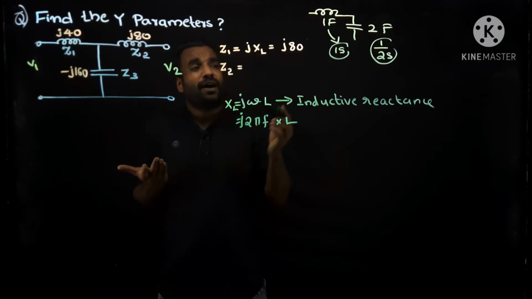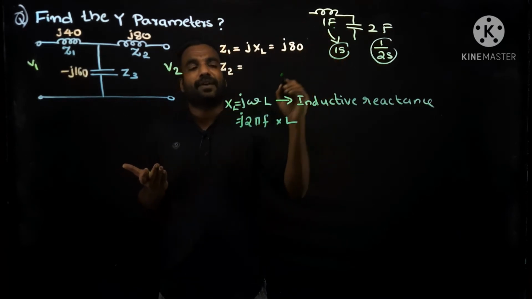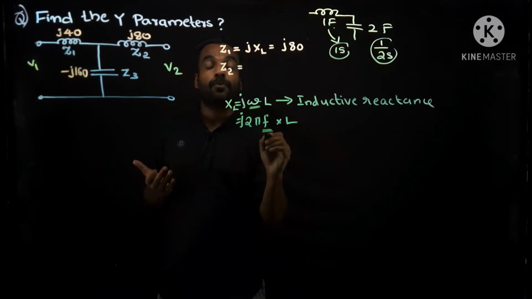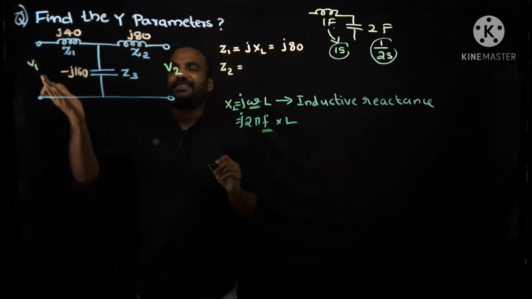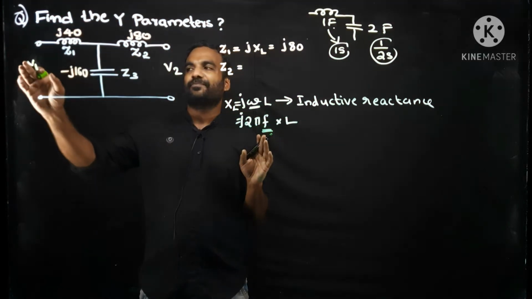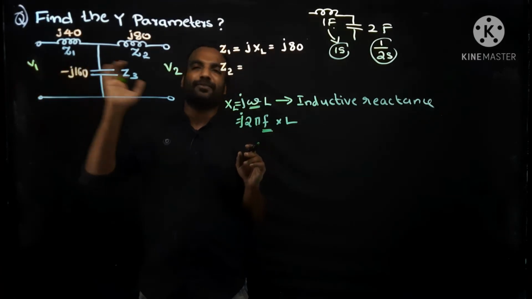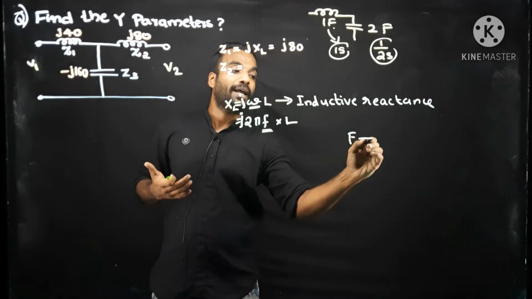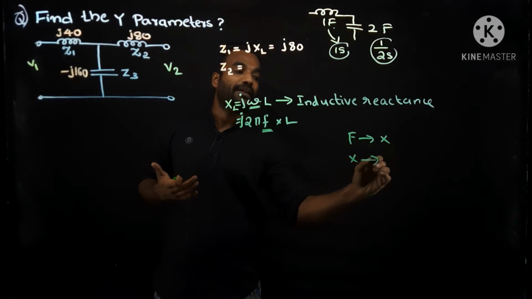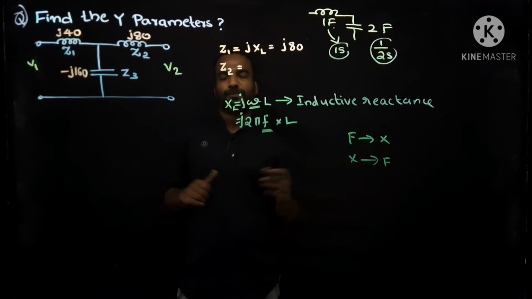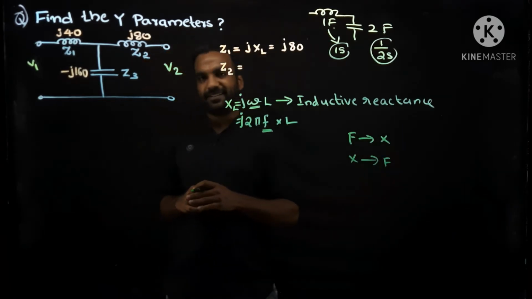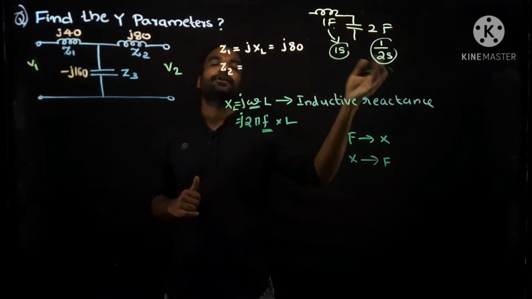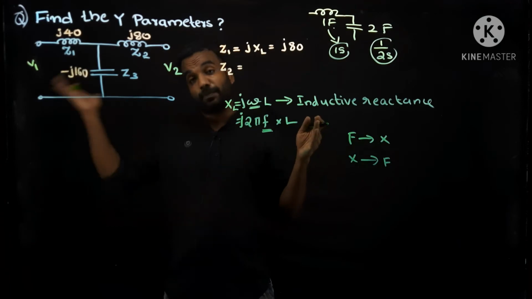If you want to find the inductor value L back, you need to know omega, or you need to know the frequency. In such questions they will not give you the frequency, the information about the supply frequency. So conversion from henry to X or X to henry is not possible. Is it clear? If the problem comes in this domain, you can directly convert to the S domain and solve as in our previous example.